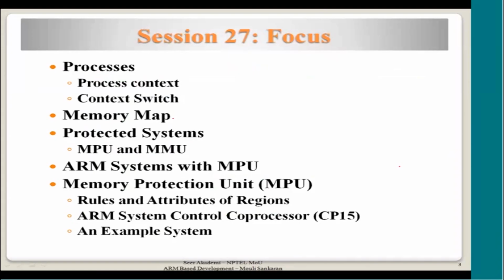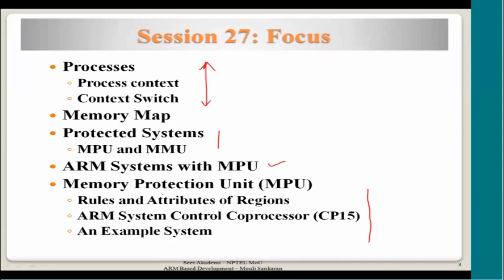So in this discussion I'll give an overview of process and context, which I have touched upon in earlier classes, but it is appropriate to talk about it a little bit before we get into processes and memory protection. Then we will talk about what protected systems are and why we need a system which has protection built into it, and then we will go into the detail of the MPU. And then we will see how the MPU can be configured.